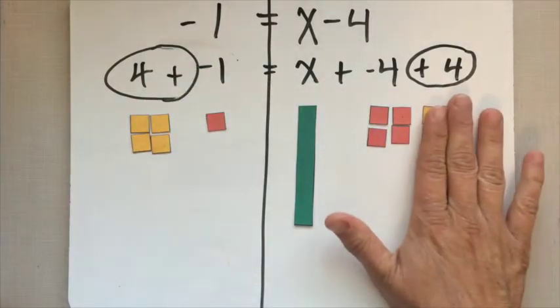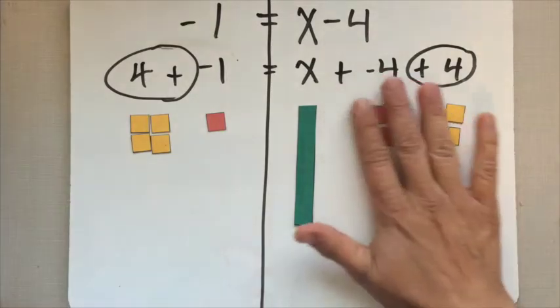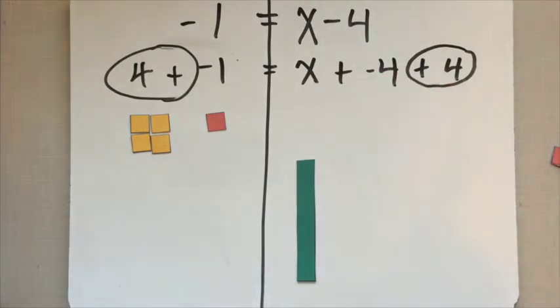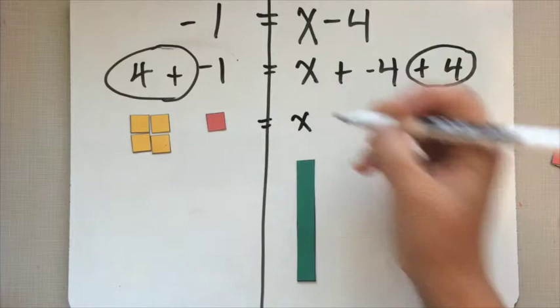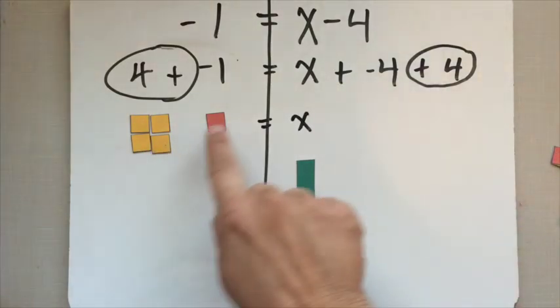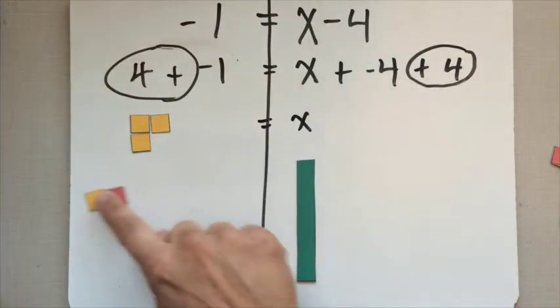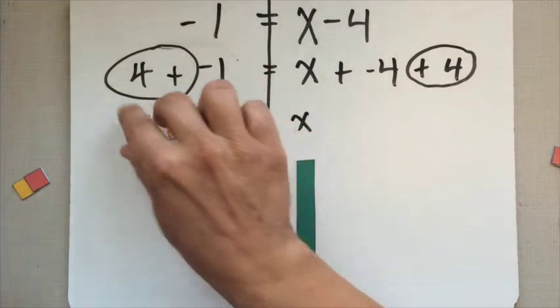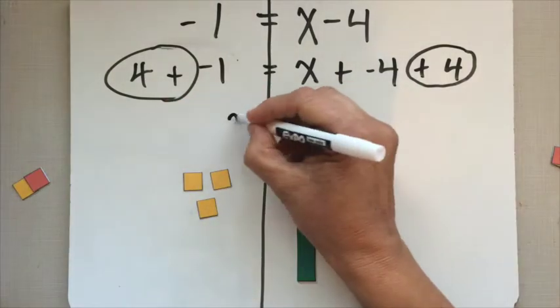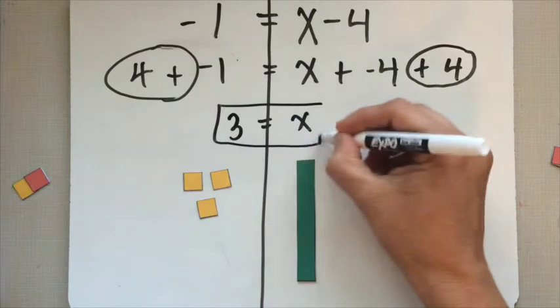Here I can see that if I have the exact same number, opposite signs, they add to 0. And I'm left with just x over here. Here I've got this 1 negative 1 is going to pull away one of these positive ones. And I'm going to have 3 positive ones left.